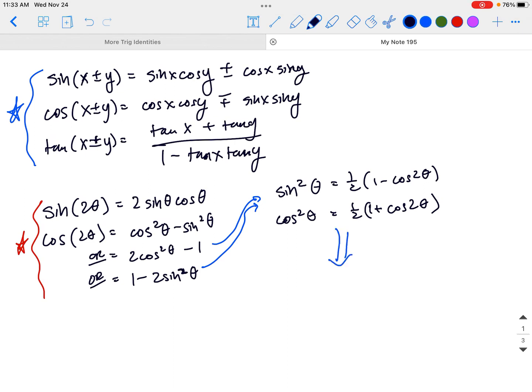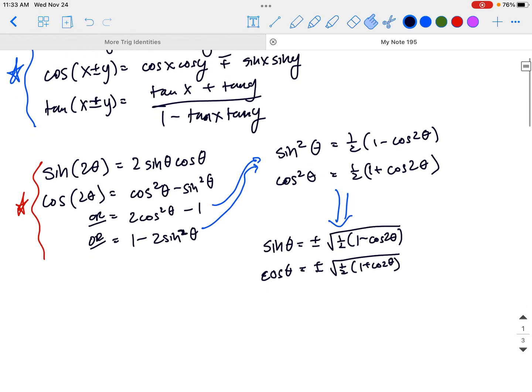And then from our power reducing formulas, we can get our half angle formulas. So we'll have sine theta equals plus or minus the square root of 1/2 (1 minus cosine 2 theta). Cosine theta equals plus or minus the square root of 1/2 (1 plus cosine 2 theta). And then all of those variations on the tangent.